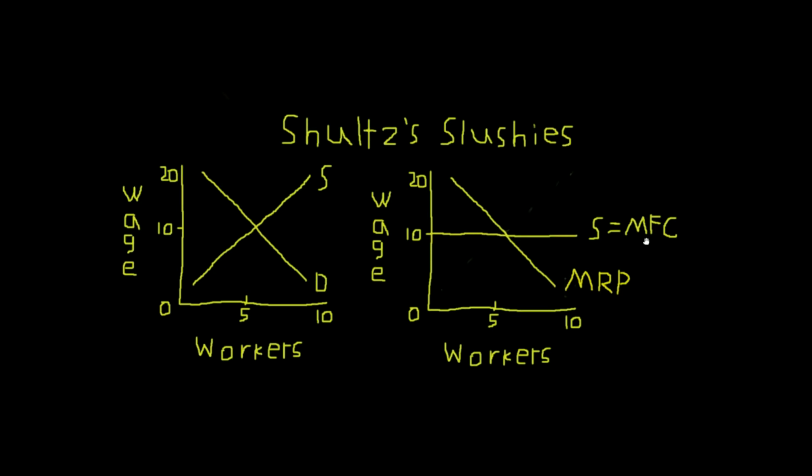The marginal factor cost is equal to the supply, and the marginal factor cost shows how much factor cost is affected by hiring an additional worker. So at $10, that is how much it costs for each additional worker, and that's where the supply is, because it would not be beneficial to either raise or lower it.